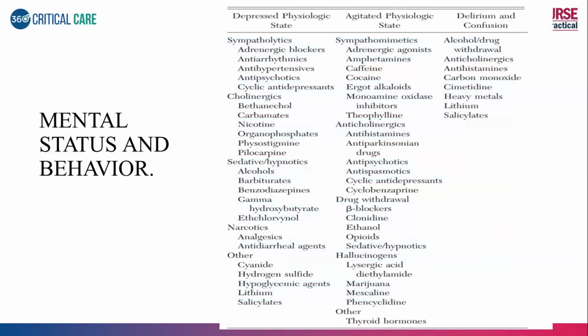Now, second comes your mental status and behavior, your CNS. You should know which drugs cause CNS depression, CNS activation, and delirium. All of the sympathomimetics usually cause elevated mood, whereas sympatholytics, cholinergics, sedative hypnotics, and narcotics cause CNS depression. Some drugs even cause delirium and confusion, like alcohol or any drug withdrawal, anticholinergics, antihistamines, carbon monoxide toxicity, and salicylates. This is about the mental status.